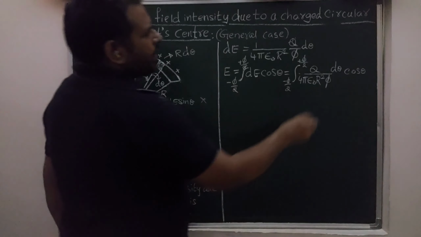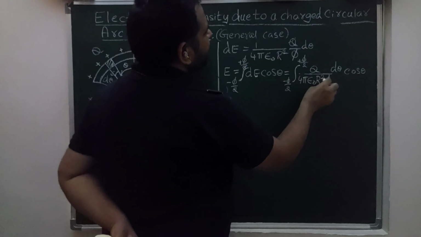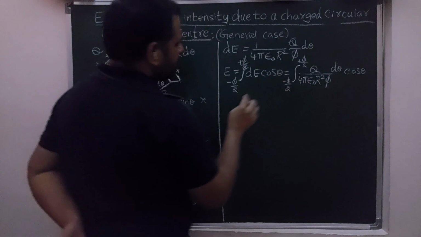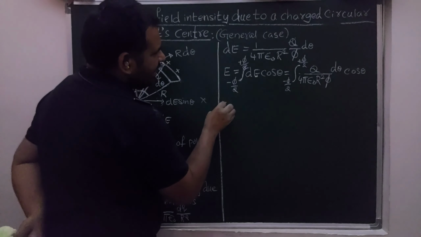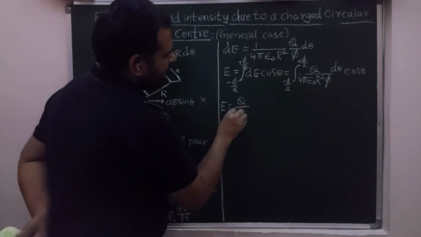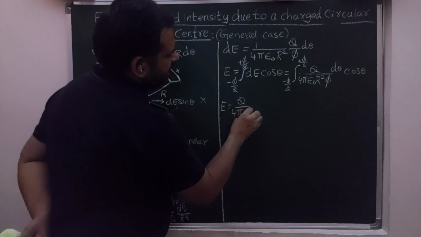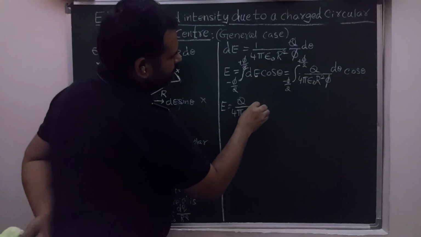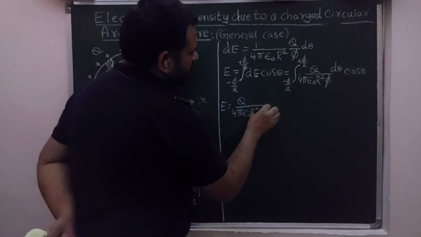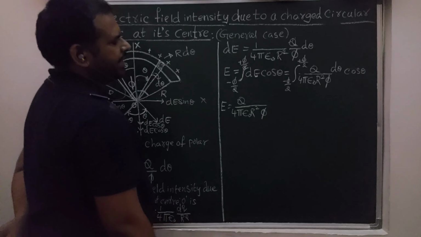Now see, Q is a constant, and 4 pi epsilon naught r square phi, except for these things, the remaining are all constants, so we can write them outside. Then E is equal to capital Q divided by 4 pi epsilon naught into capital R square, where R is the radius of the arc, into phi, that is the total angle made by the arc at the center.